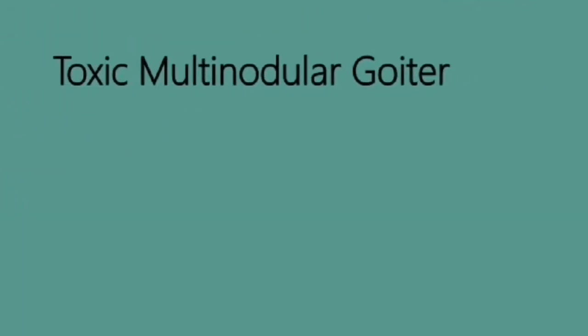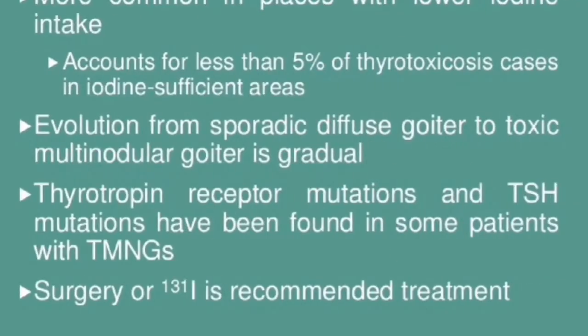Toxic multinodular goiter is more common in places with lower iodine content. It accounts for less than 5% of hyperthyroid cases in iodine sufficient areas. Evolution from sporadic diffuse goiter to toxic multinodular goiter is gradual. Thyrotropin receptor mutations and G protein mutations have been found in some patients with TMNG. Surgery is the recommended treatment.